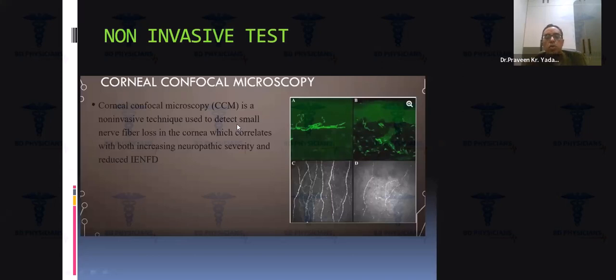So one is corneal confocal microscopy. Again, if you have a good ophthalmologist, you can do this. It's a non-invasive test, and you can see this is a normal architecture, and you can see there's a loss of the nerve fiber layers. So this is one of the earliest areas to be involved in a small fiber neuropathy. So you can pick up the neuropathy quite early if this is done. Again, it is not widely used in clinical practice.